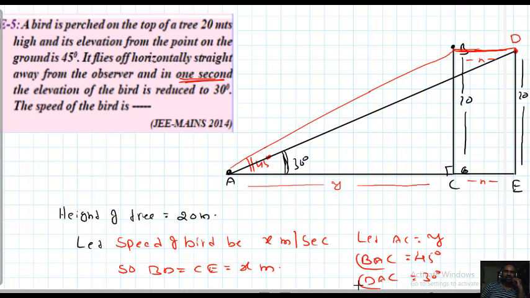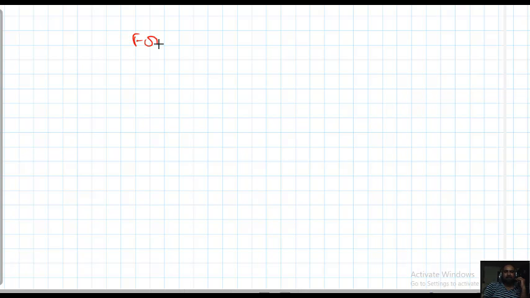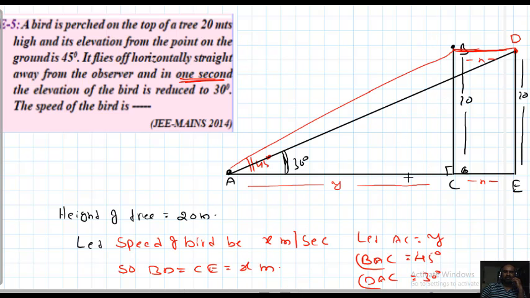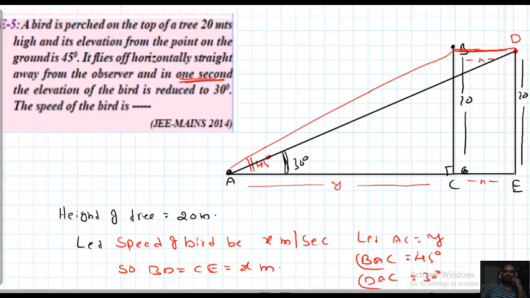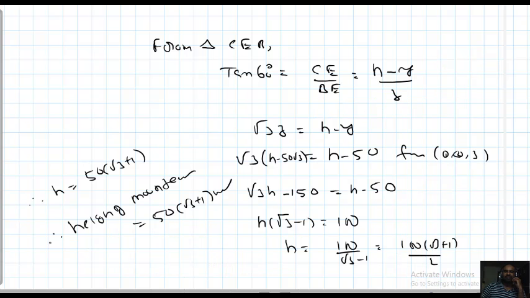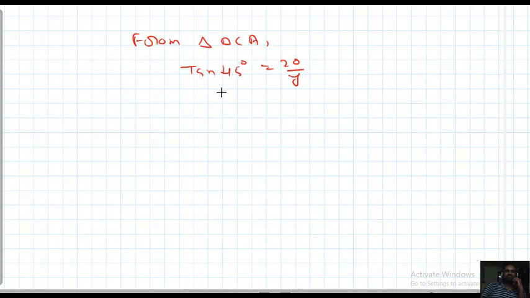First of all, I will take triangle BCA. From triangle BCA, tan 45 degree equal to 20 by y directly. In examination, you write it like this: tan 45 or tan BAC equal to BC by AC, tan 45 equal to 20 by y. So y equal to 20. This is result number 1.